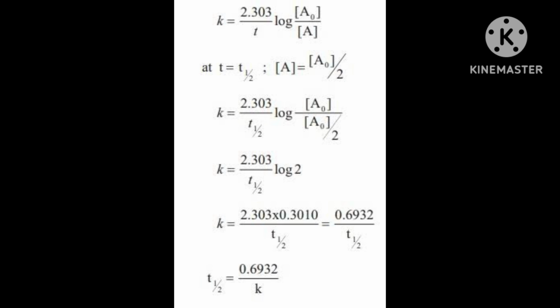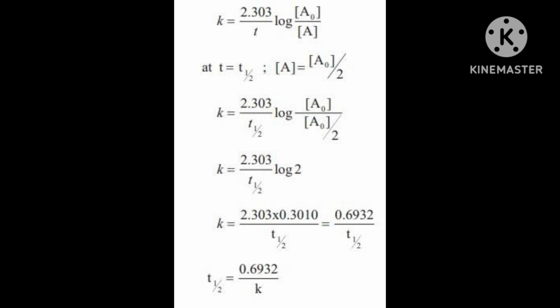Then you will get approximately 10 times only, because upside is 6.909, down is 0.693. Okay, you compare 2 digits, 6.9 divided by 0.69, only 2 digits to compare, then only 10 will remain. Now it is proved, t upon t half is equal to 10. Correct?